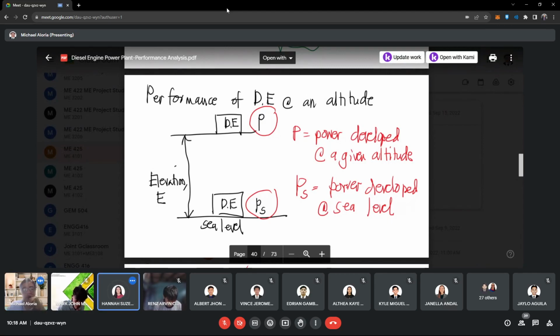Ano yung magiging performance ng diesel engine in terms of the power developed kapag siya ay nasa mas mataas na elevation above sea level? Nag-i-increase ba o magdi-decrease ang performance niya? Increase po. So, ang sabi mo, kapag ang iyong diesel engine ay naka-install sa mataas na elevation, the power developed increases.